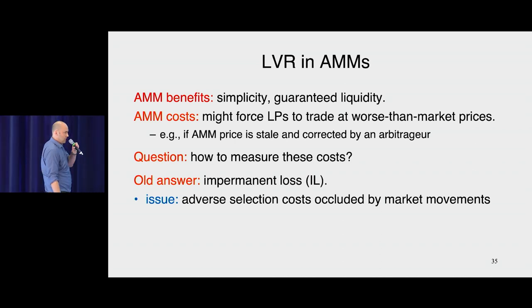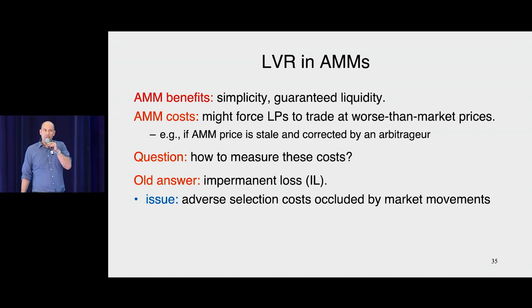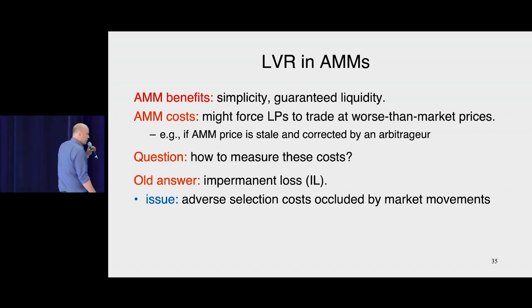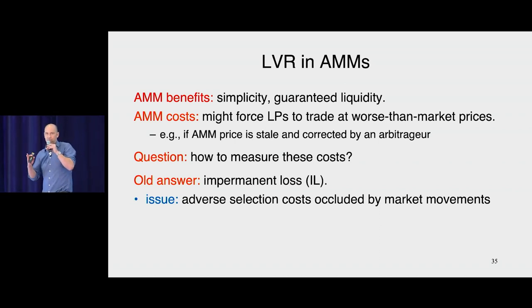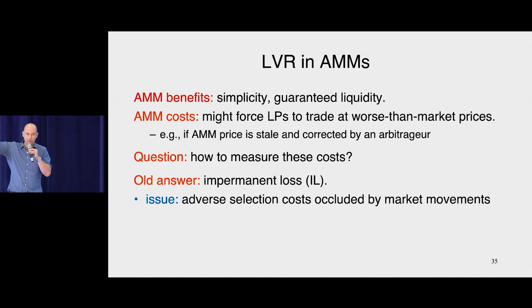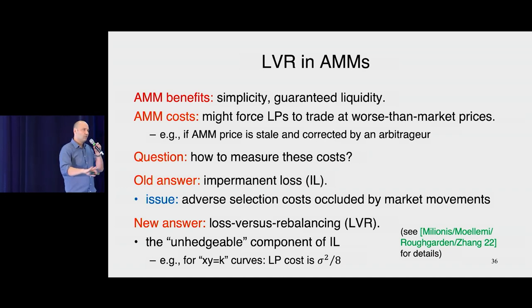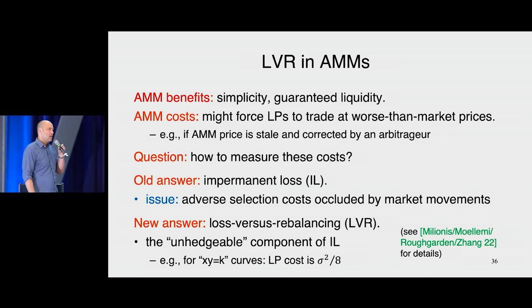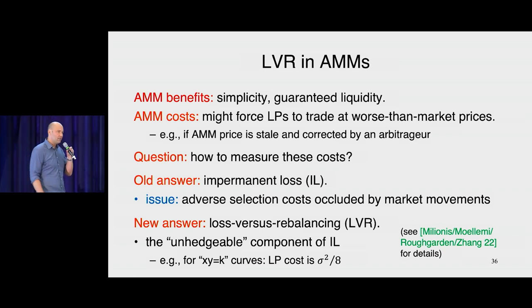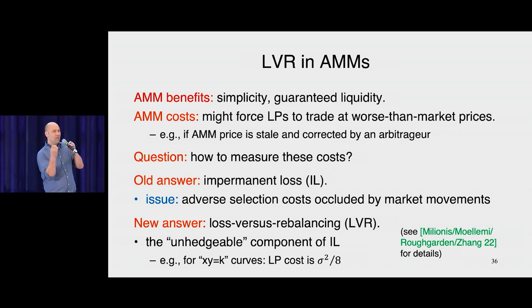The old answer is impermanent loss, which has its uses. Our critique of impermanent loss is that it conflates two things. It conflates the thing we really care about, adverse selection costs, with price movements in the underlying assets, which can occlude them and make it difficult to interpret why the impermanent loss might be high or low. Which of these two is the key factor? So the new concept is something we call LVR, which stands for loss versus rebalancing. You can think of it as taking impermanent loss and modding out the price movements of the underlying assets. If you hedge all the hedgeable parts of impermanent loss, LVR is the unhedgeable residue that remains.